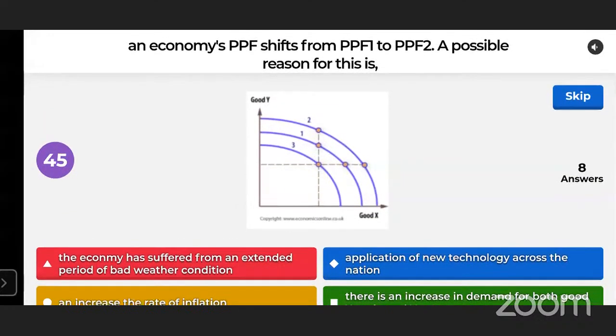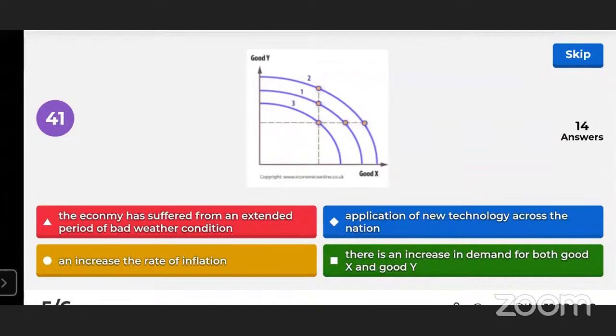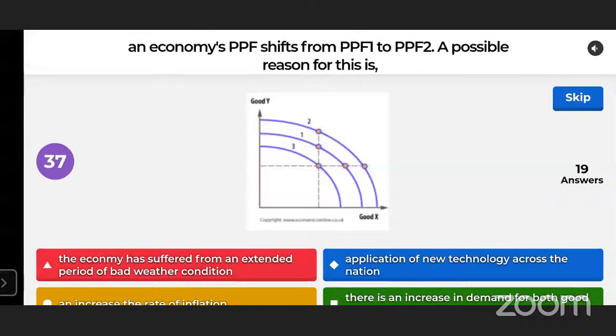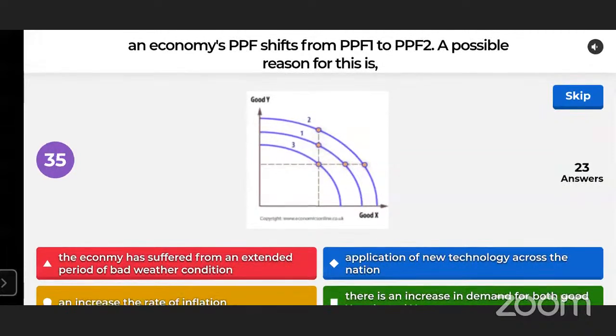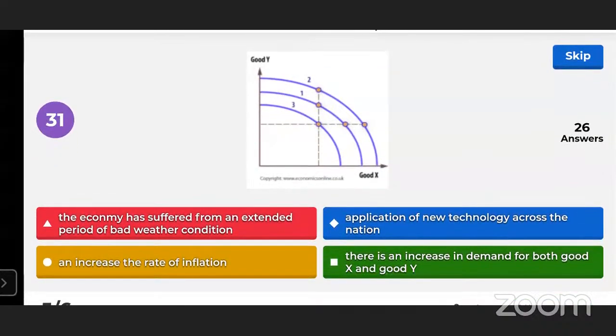An economy's PPF shifts from PPF1 to PPF2, a possible reason. Okay, I think you can read the answers also now. Have you read the question? Then I will show the answer. So you have 1 minute. That means PPF1 to PPF2. So there are 3 PPF curves. They are asking the question, an economy's PPF shifts from PPF1 to PPF2. So what is the reason for that? A possible reason for this? I'm reading the question because on my phone, the entire thing is not visible. That's why. Find the answer. What could be the reason for the PPF shift from 1 to 2?